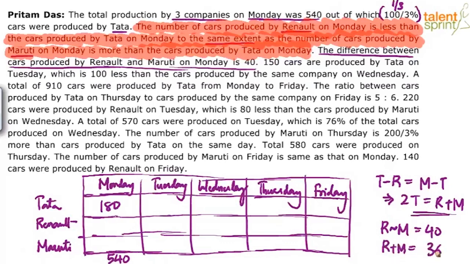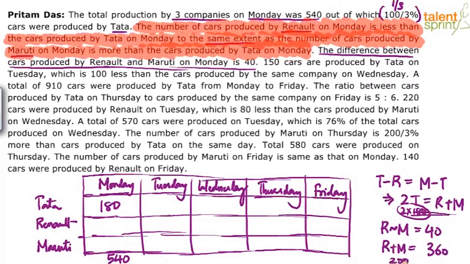You know how we have got 360, right? 540 minus 180 is 360. Right? 540, or 2 into 180 is 360. So R plus M equals 360. R difference M equals 40. So if you try and understand, the two values will be 200 and 160. One car's production will be 200, the other car's production will be 160. So 200 plus 160 is 360. 200 minus 160 is 40.